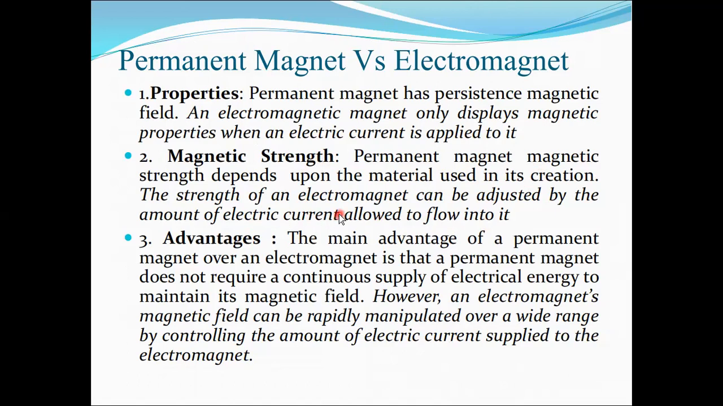magnetic field. So the main advantage of a permanent magnet over an electromagnet is that a permanent magnet does not require a continuous supply of electrical energy to maintain the magnetic field. However, an electromagnet's magnetic field can be rapidly manipulated over a wide range by controlling the amount of electric current supplied to the electromagnet. So these are the main three points of relation between permanent magnet and electromagnet and their comparison.